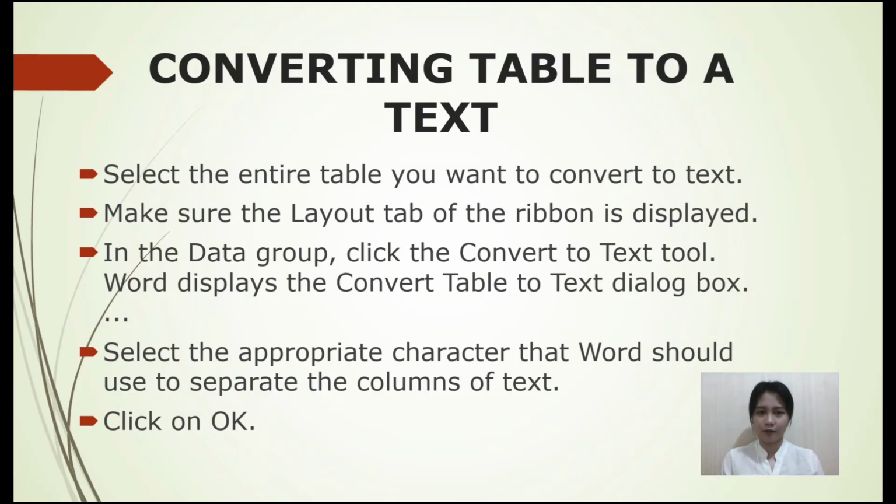Converting table to text. Select the entire table you want to convert to text. Make sure the Layout tab of the ribbon is displayed. In the Data group, click the Convert to Text tool, which displays the Convert Table to Text dialog box. Select the appropriate character that Word should use to separate the column of text, then click on OK.